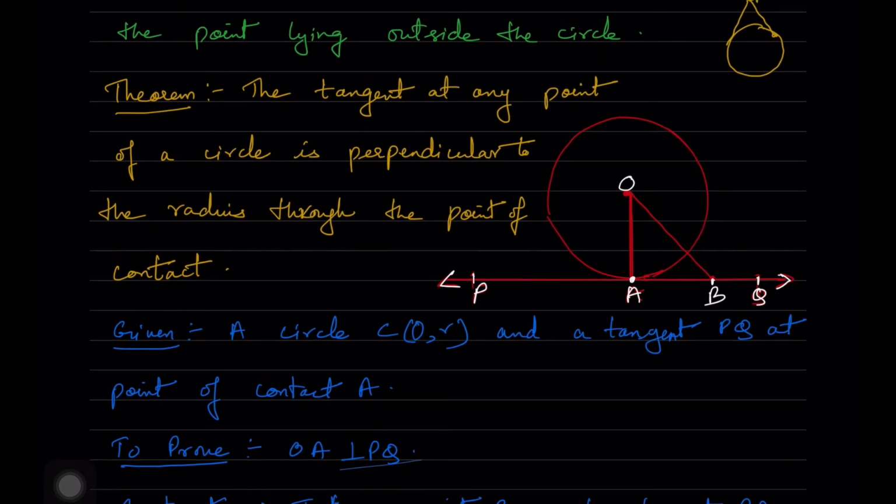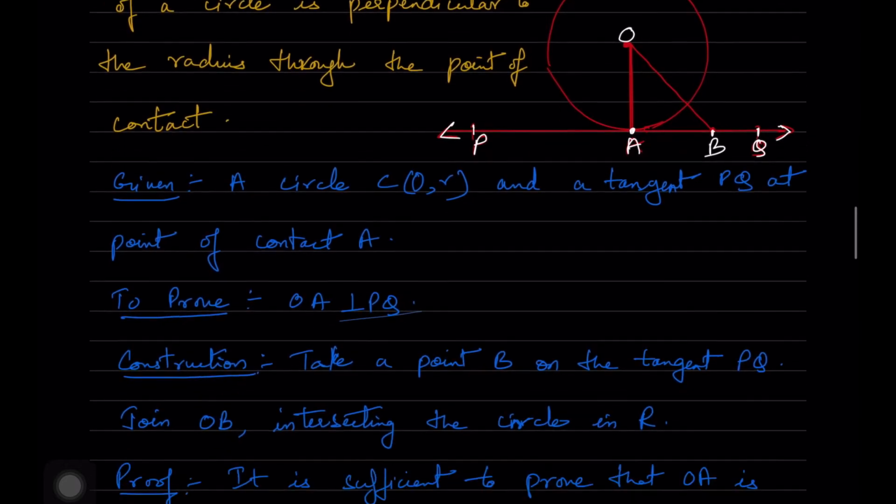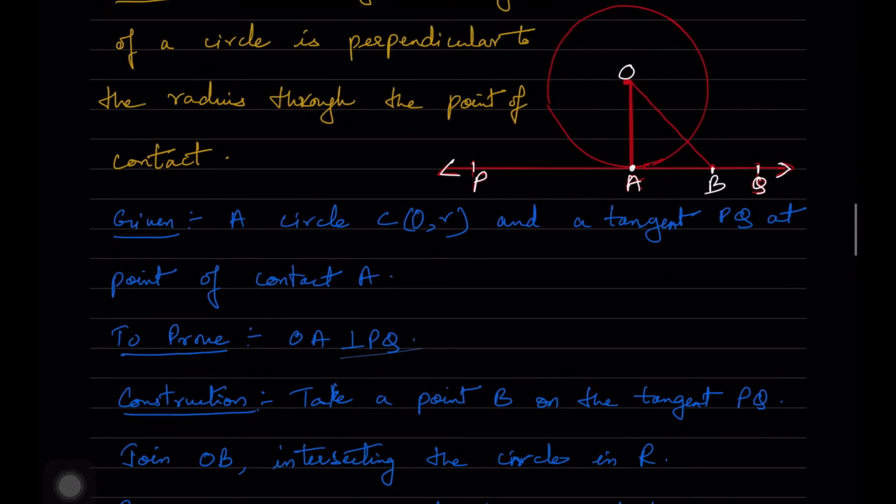So now, what is given to us? Because it's a theorem, we write what is given and what is to prove. If a construction is there, we write the construction, then the proof part will go. So here, a circle with center O and radius R, and a tangent PQ at a point of contact A. To prove that OA is perpendicular to PQ. Construction: take a point B on the tangent PQ. Join OB, intersecting the circle in R.